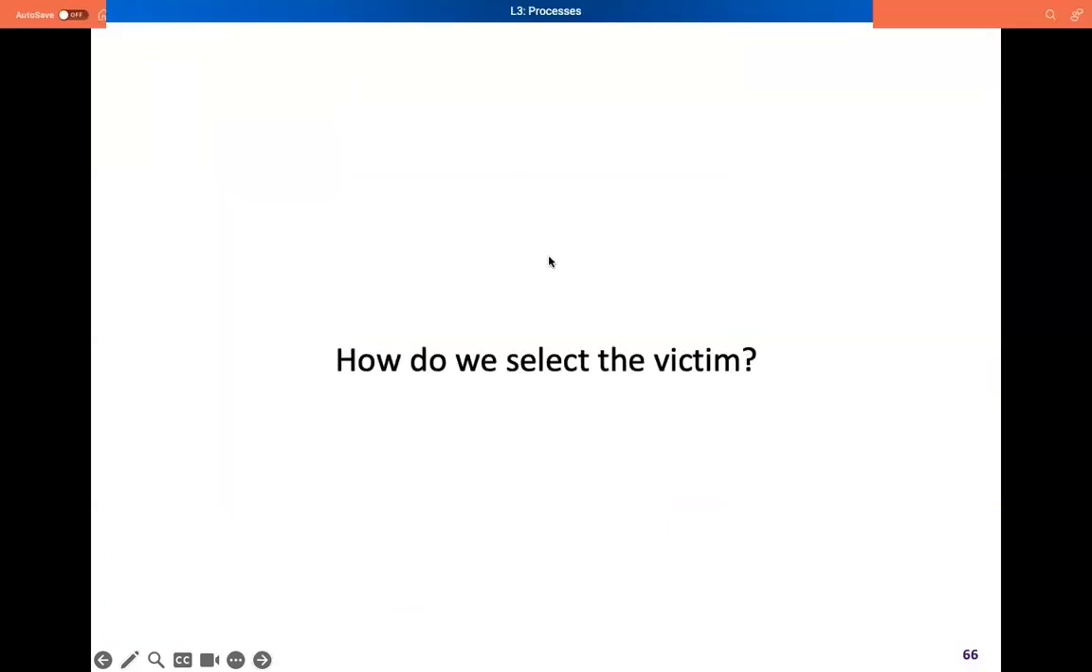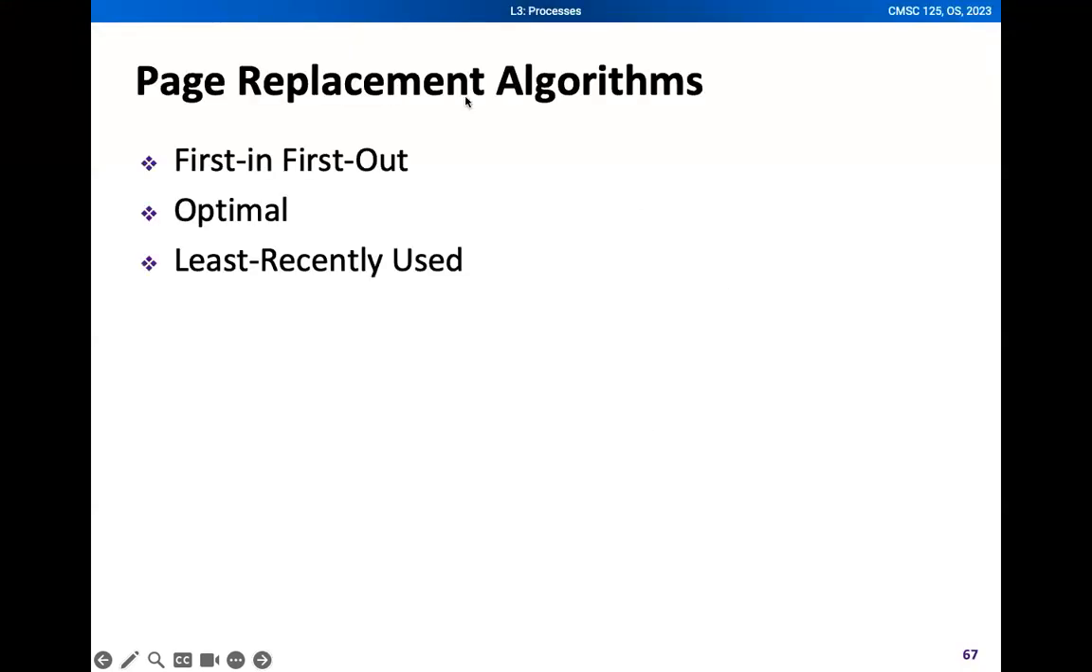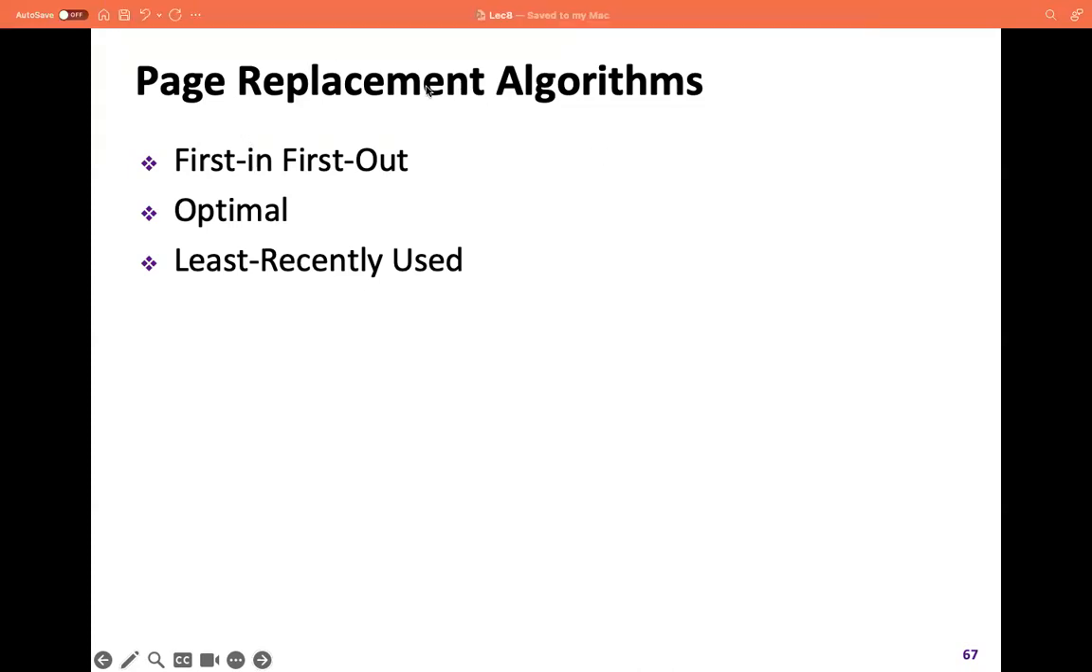Now the question is, how do we actually select the victim? There are several page replacement algorithms that we can make use of. These are first in, first out, the optimal algorithm, and LRU, or least recently used. We are going to have a separate video for each algorithm. So that's all.